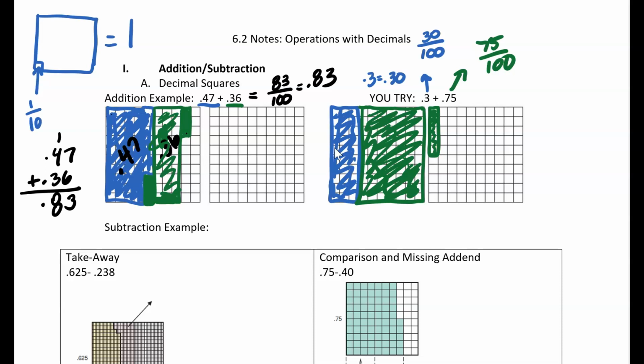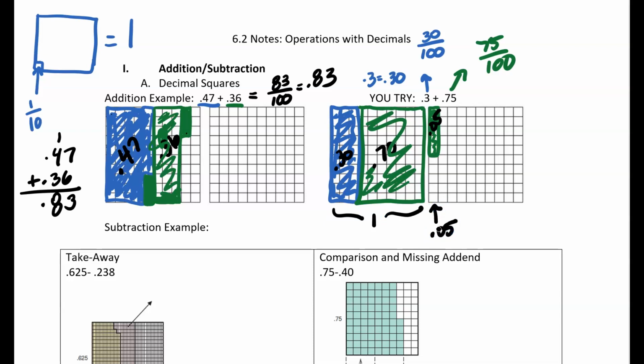So we've got 30 here. That represents 0.30. We've got 75 squares here. That represents, well, actually that's 0.7, and then here's 0.05 right there. So all together we have 1. So this whole square, remember over here when I started I said the whole entire square is 1. So I've got 1, and then this leftover is 0.05. So my answer is 1.05.